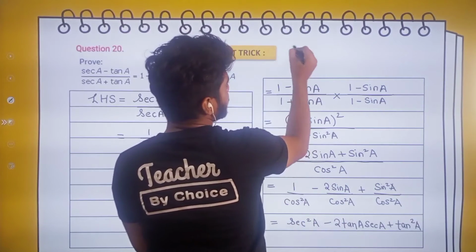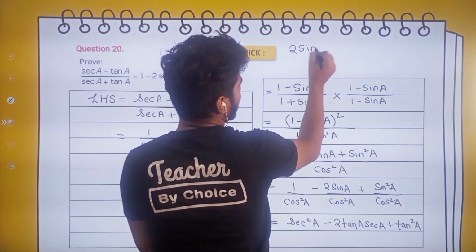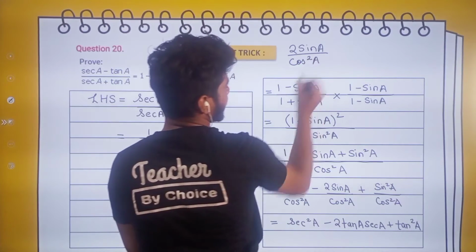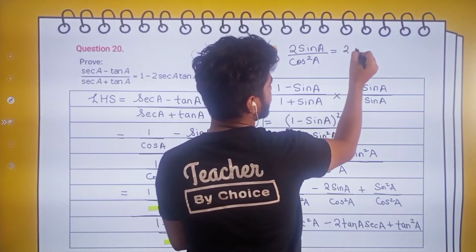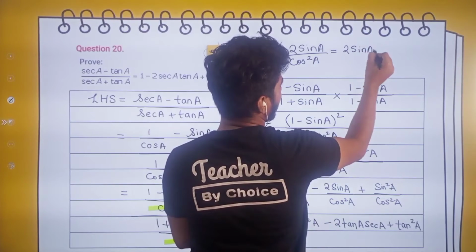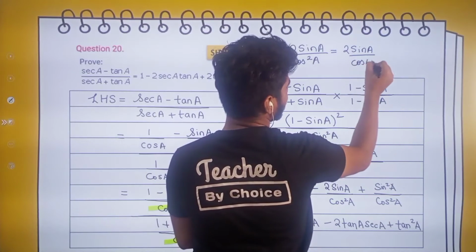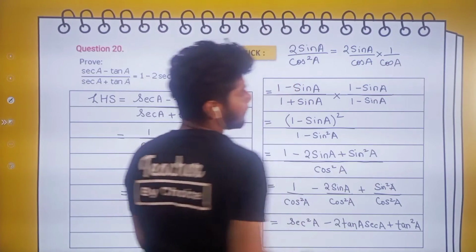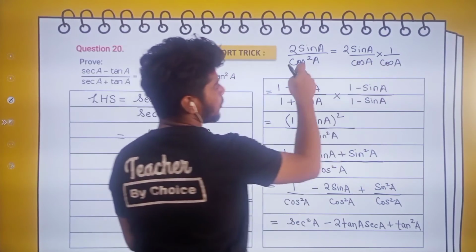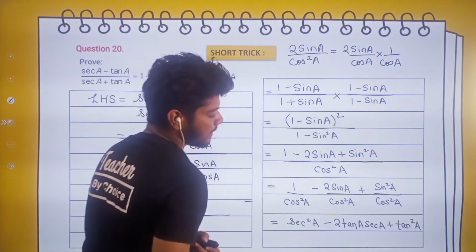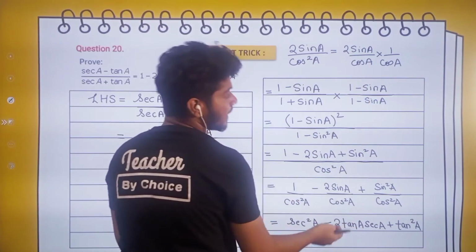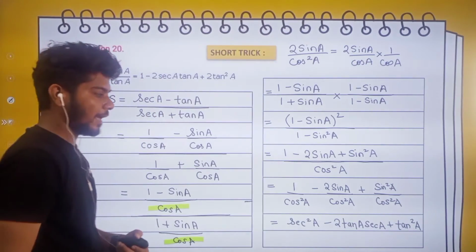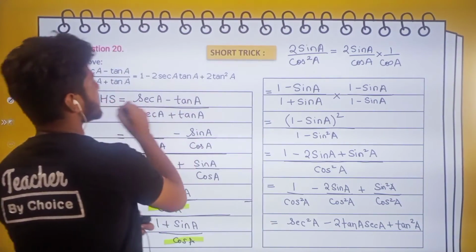2 sin A upon cos square A. This can be written as 2 sin A upon cos A into 1 upon cos A. Right? We can write it like this. Cos A into cos A is cos square A, 2 sin A as it is. Right? Sin by cos I wrote as tan, 1 by cos A I wrote as sec. I hope you understood this sum. I am giving you 2 minutes of time to take the screenshot.